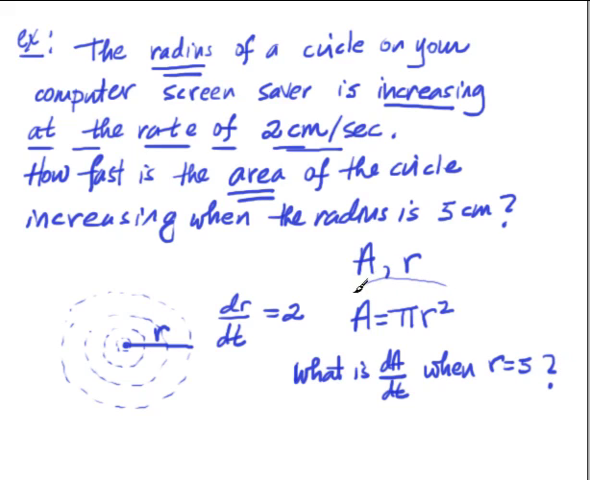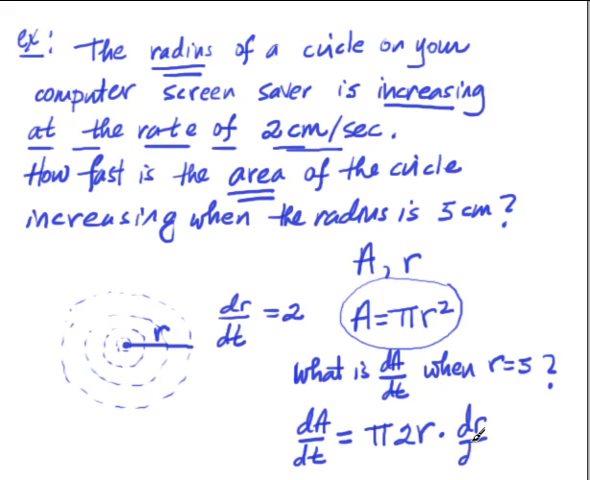That's not hard to figure out because we have the relationship between A and r, and we're just going to do what we did before. We're going to differentiate both sides with respect to t. So here we have dA dt is equal to, and pi is not a variable, pi is a constant, r squared differentiated by bringing the 2 down, subtracting 1 from the exponent, and then multiplying by the derivative of the inside, that is the derivative of r with respect to t. Remember, we're differentiating both sides with respect to t.